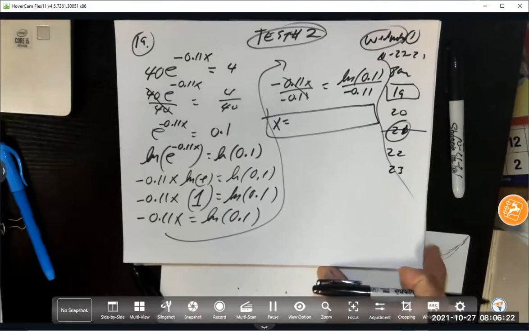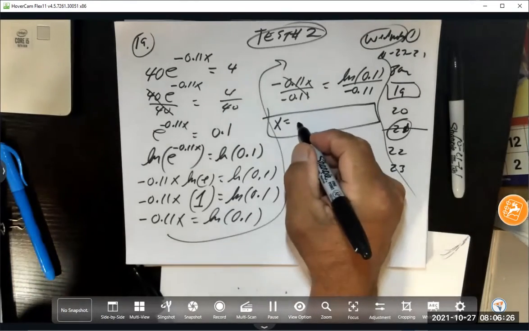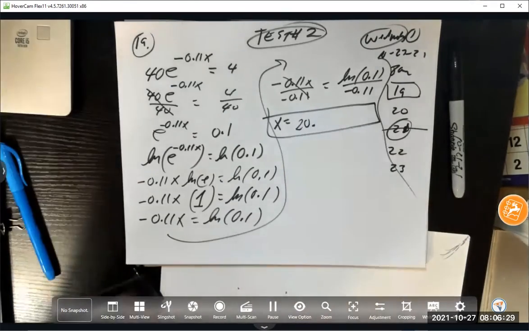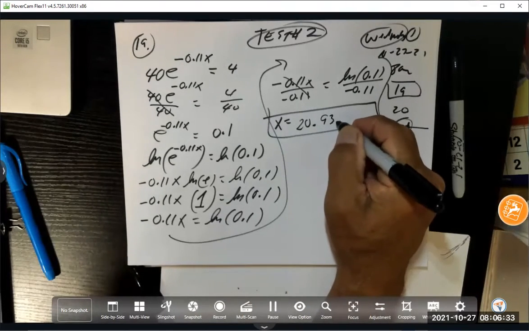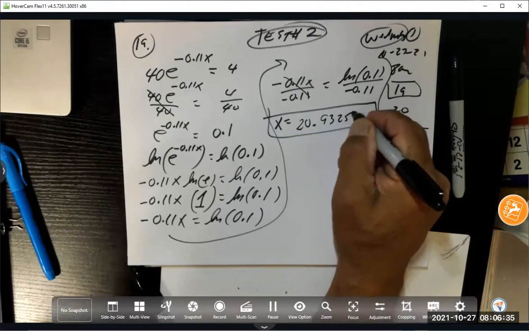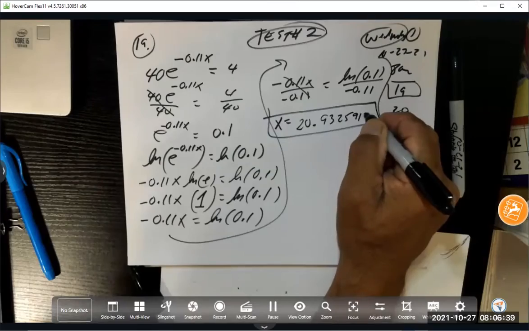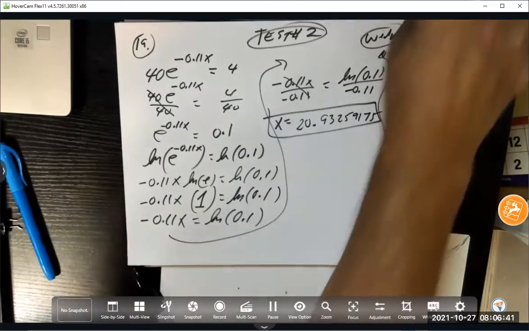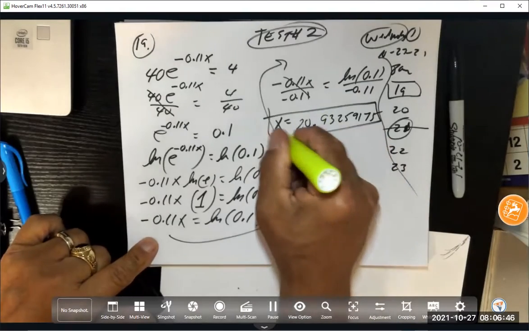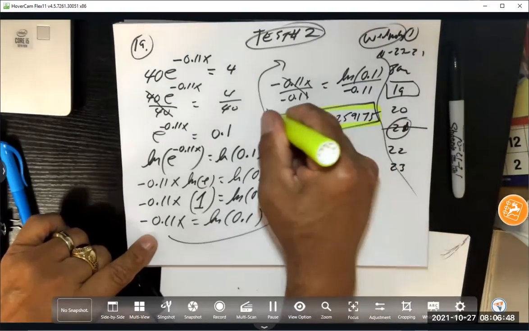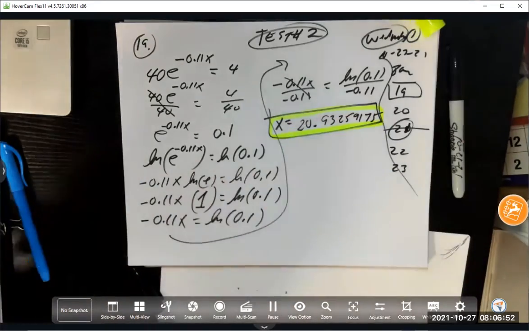Okay. It is x equals, okay, it is 20 point 93259175. There it is right there. Okay, so that's the answer right there. So where does 40 become 4 after 20.93 hours, wherever it is? Okay, that's good. All right, 19. I say that one's okay.